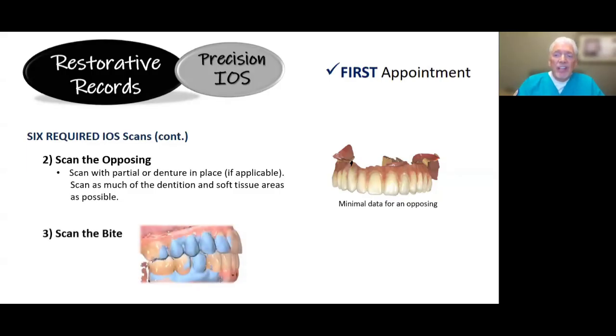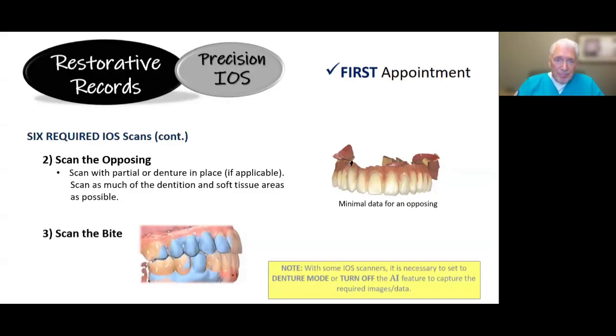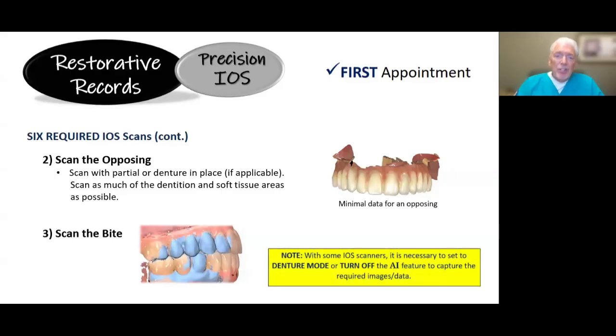Then the third scan would be to scan the bite. People usually just scan one side of the arch. Others may scan all the way around. That's your call. We just need to make sure that we get enough of the bite scan to orient, to align, if you will, the STL files in the software.